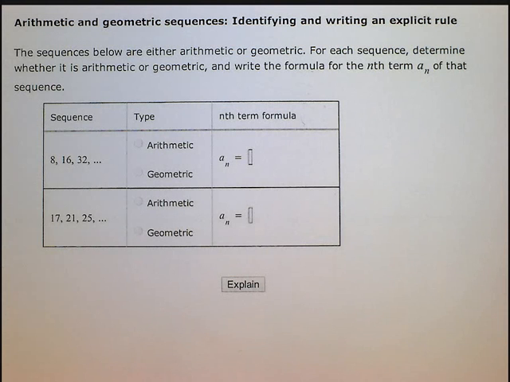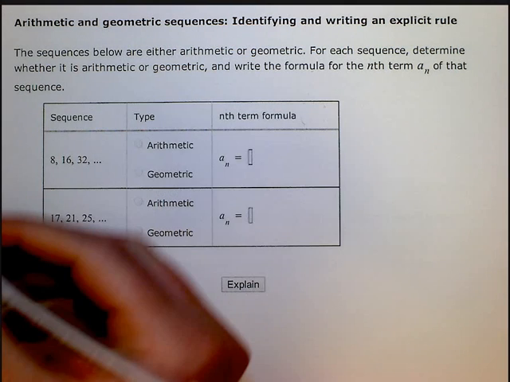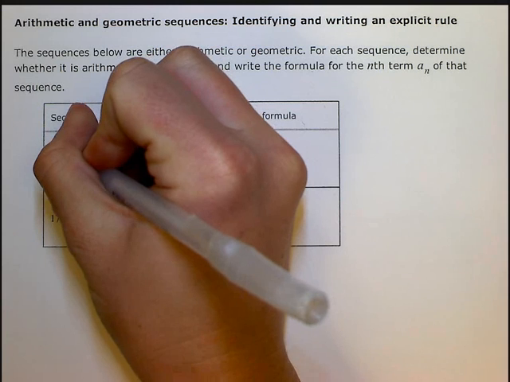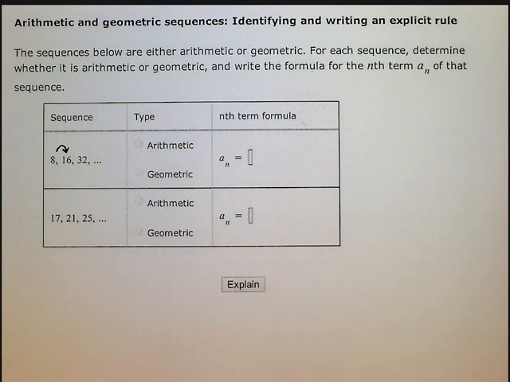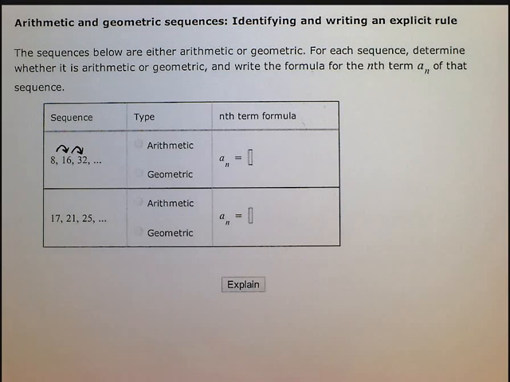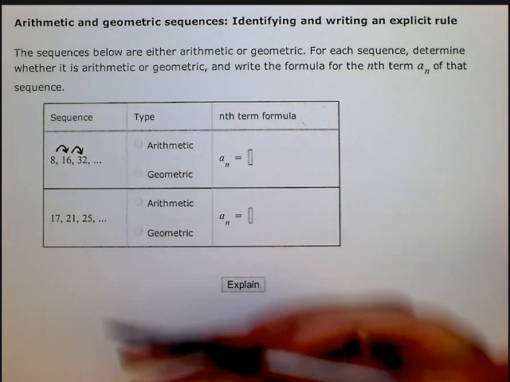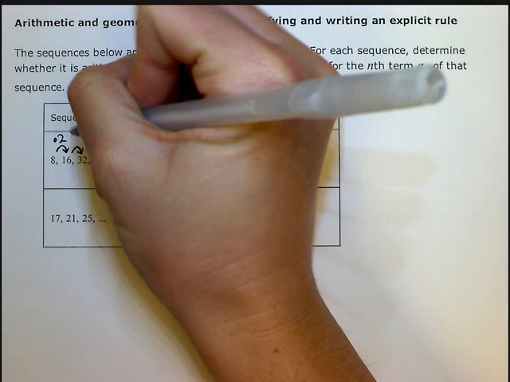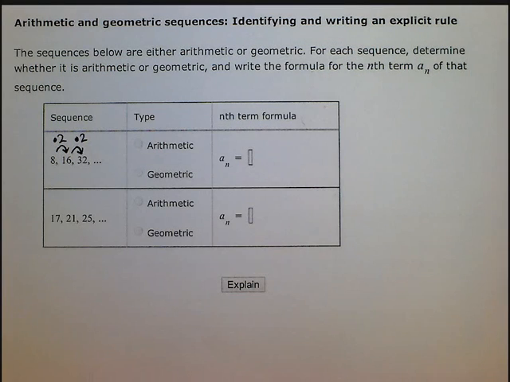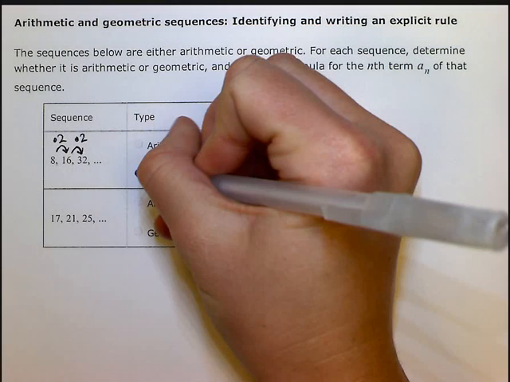But before I can write any formulas, I need to decide, is it arithmetic or geometric? So we're going to start with this first sequence here, and I need to decide how to get from 8 to 16. Now I could add 8 or I could multiply by 2, so I need to see what pattern is happening. To get from 16 to 32, I could add 16 or multiply by 2. So the common factor that I see here is multiplying by 2 every time. Now because we're multiplying, that makes it a geometric sequence. So the answer for this part is geometric.